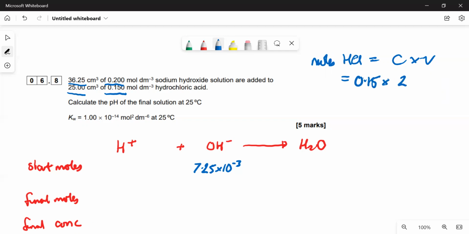Multiplied by 25 over 1,000. Give the volume in dm cubed, and that gives us a value of 3.75 times 10 to the minus 3. Put that number into our table, 3.75 times 10 to the minus 3. Right, we can see here that the OH minus is in excess.